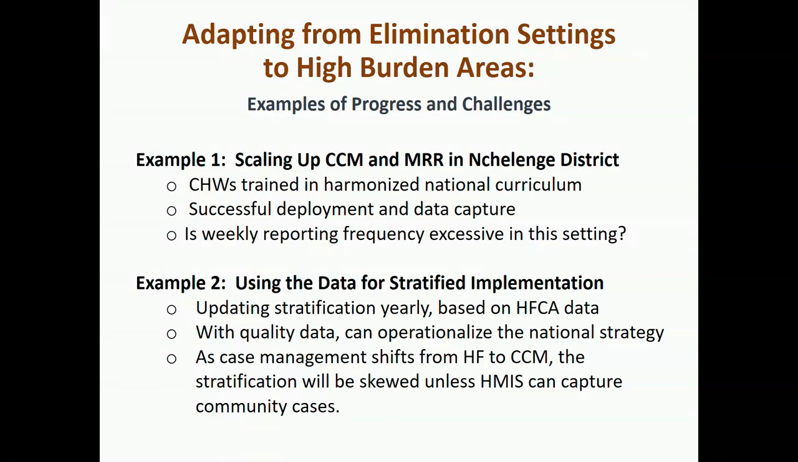That is something that is still ongoing and still being discussed. Additionally, we use the health facility catchment areas as our unit of operation for our strategic plan. So we do annual stratification exercises just to understand where we are. And we also look at the issues of data quality and how we can operationalize the national strategic plan at the health facility catchment area level.